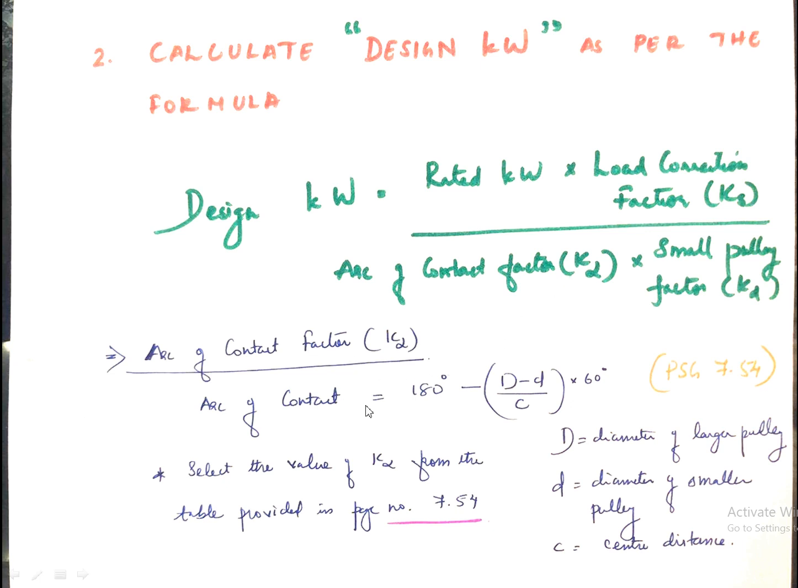Now, the arc of contact can be found using this relationship, and this relationship is given in PSG data book 7.54. Once you find this arc of contact value, just below this equation there is a standard table, and from the table, for the corresponding value of arc of contact, you can select a standard K alpha value. That is also there in page number 7.54. Right. Now here, your capital D represents the diameter of the larger pulley, small d the diameter of the smaller pulley, and C is the center distance.